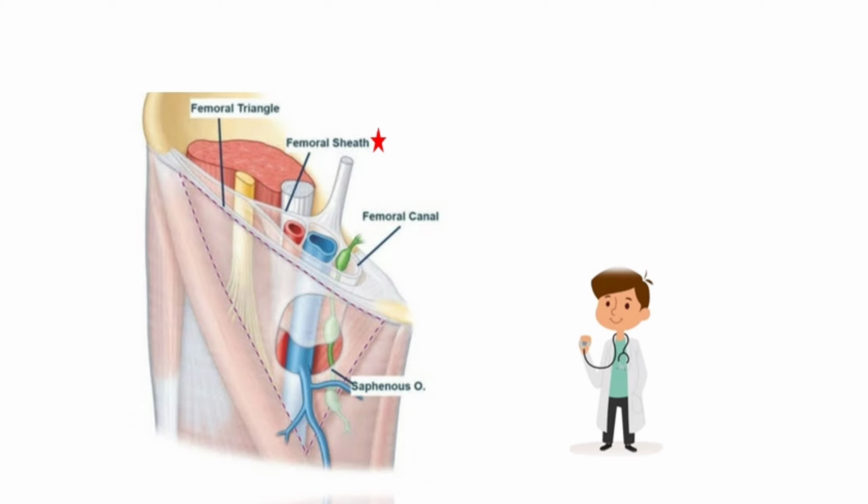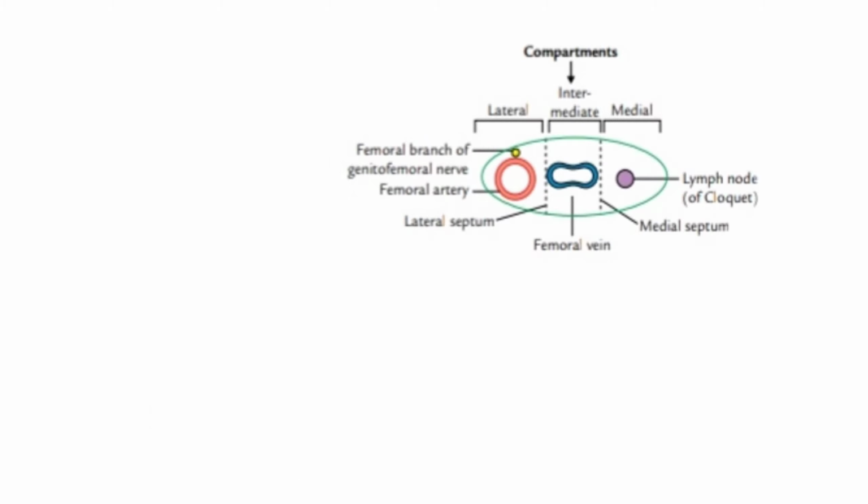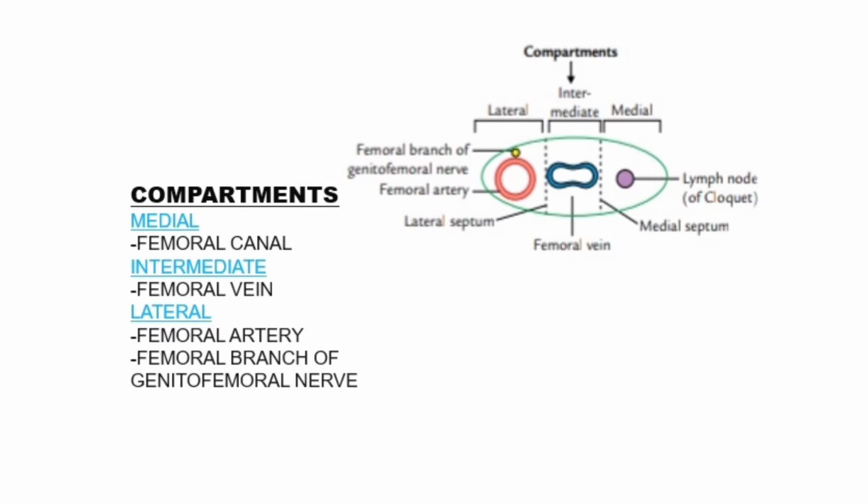Femoral sheath is divided into 3 compartments. First we have the medial compartment, which is relatively empty and is called femoral canal. It contains lymph node of Cloquet and fibrofatty tissue. Then we have the intermediate compartment containing femoral vein and lateral compartment containing femoral artery and femoral branch of genitofemoral nerve.